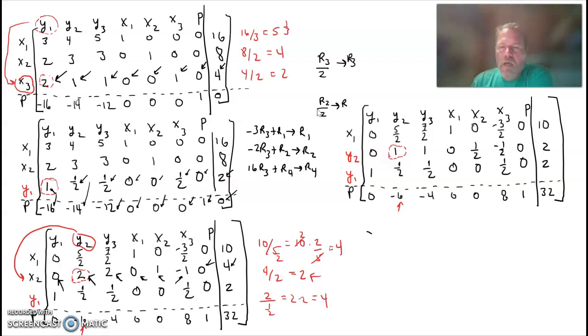So now I have to use that new row 2 to change all the other numbers in that column to zeros. So it's going to be -5/2 row 2 plus row 1 replaces row 1. It's going to be a -1/2 row 2 plus row 3 replaces row 3. It's going to be a +6 row 2 plus row 4 replaces row 4. So let me get that matrix set up.